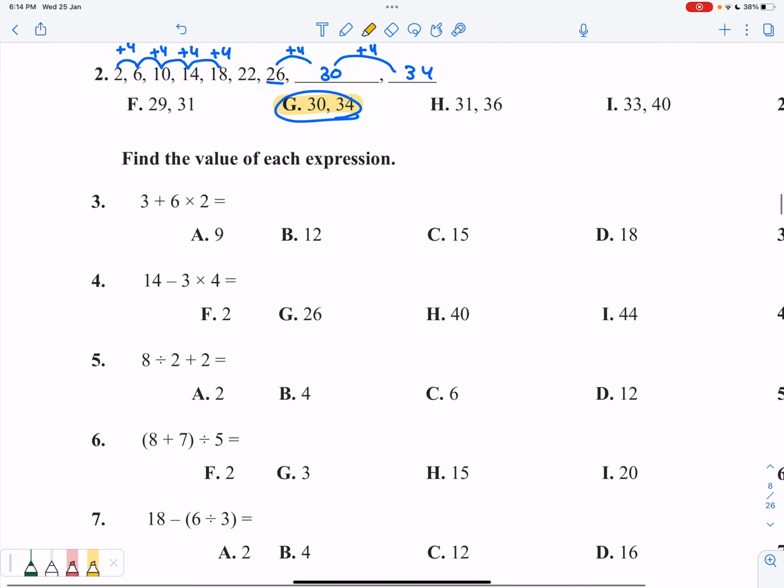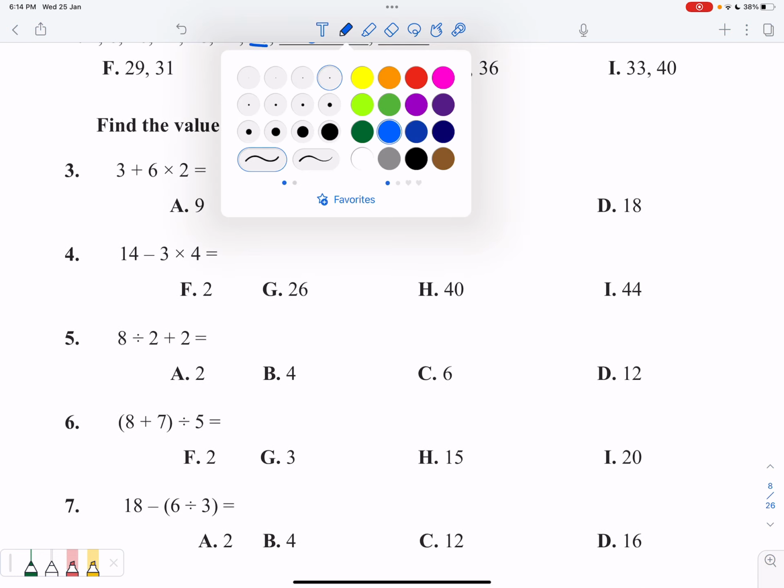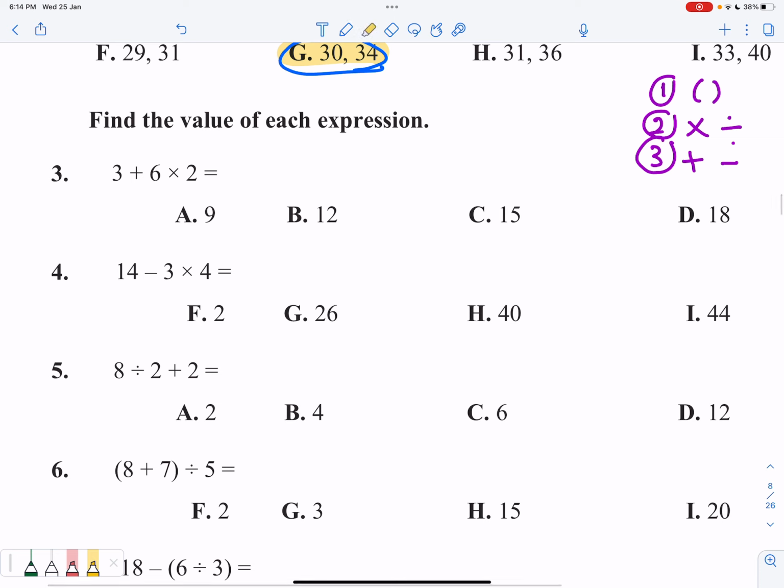Then, find the value of each expression. Remember the rule that we have. We always start with parentheses, then we do multiplying and dividing, and finally we do adding and subtracting. So here I have 3 plus 6 times 2. We should do the multiplying first. So 6 times 2 equals 12. 12 plus 3 equals 15. This is the correct answer.